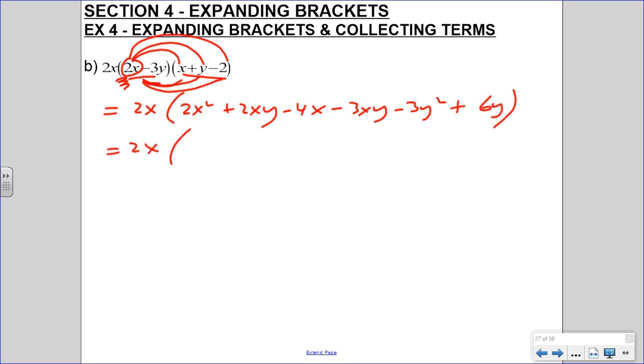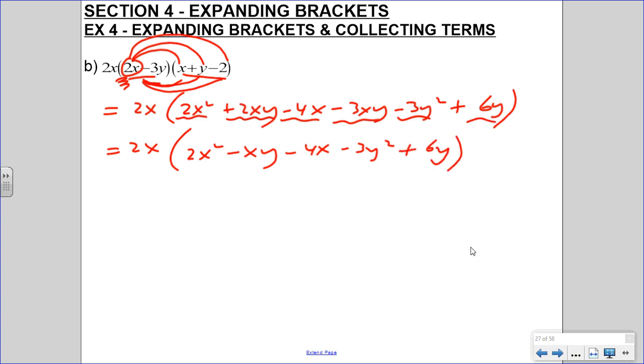So before we move on, just make sure we've got all like terms together. So all the x squared, that's the only x squared, so that's done. The xy's, so here I've got plus 2xy minus 3xy, so that's minus xy. Here I've got minus 4x, there's no other x's. And here I've got minus 3y squared, there's no more of those, and there's no more y's, okay? And now we can finish this off by dealing with everything methodically, systematically, patiently, organized, okay?